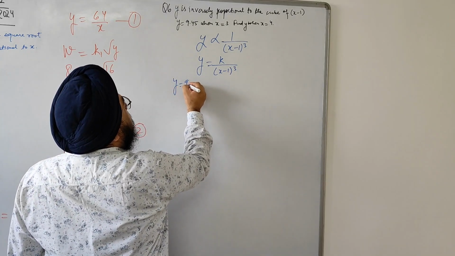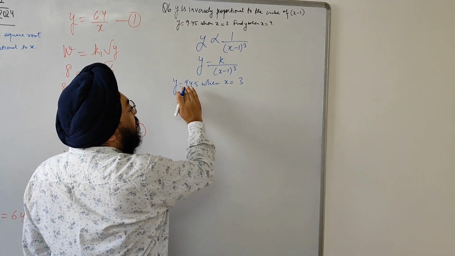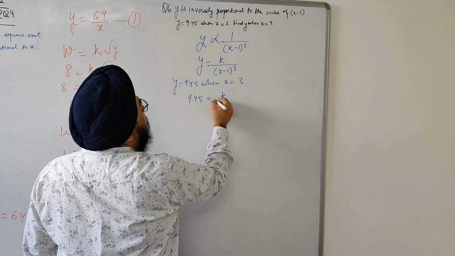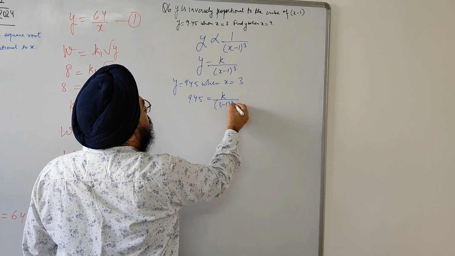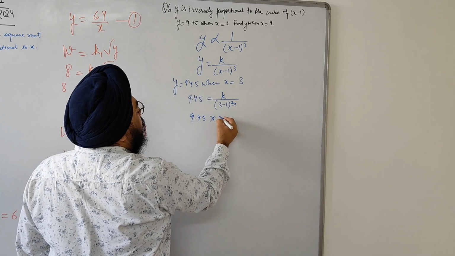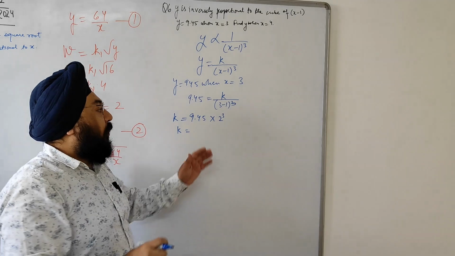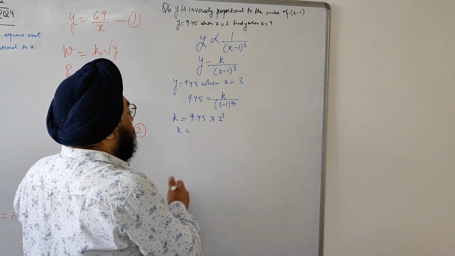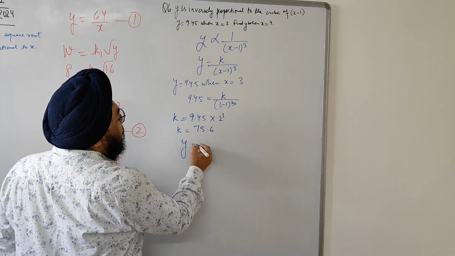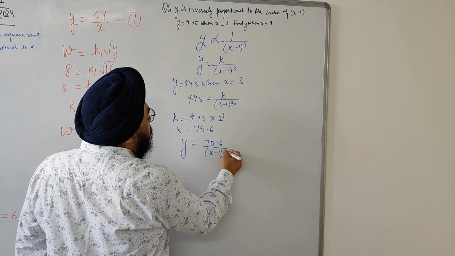Now y is equal to 9.45 when x is equal to 3. Substituting these values in this equation, 9.45 is equal to k upon 3 minus 1 whole cube. 9.45 into 2 cube will be equal to k. K, now you can use calculator. It will be 75.6. So we get the equation as y is equal to 75.6 upon x minus 1 cube.